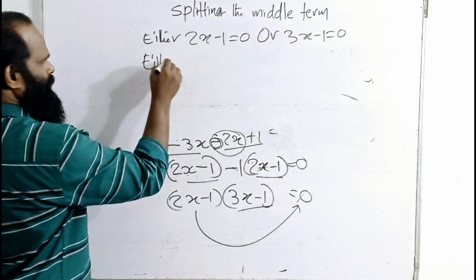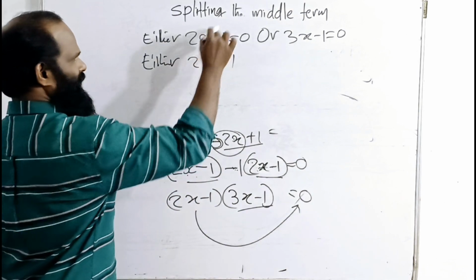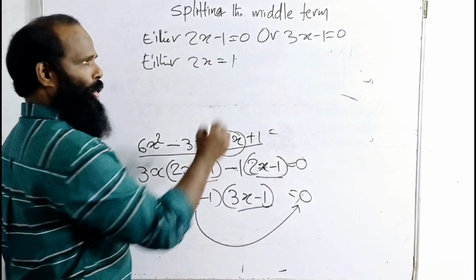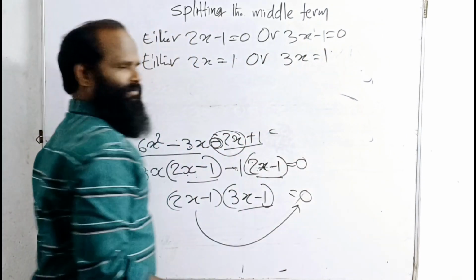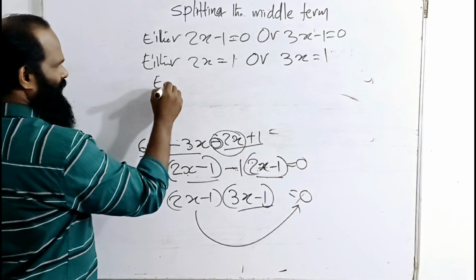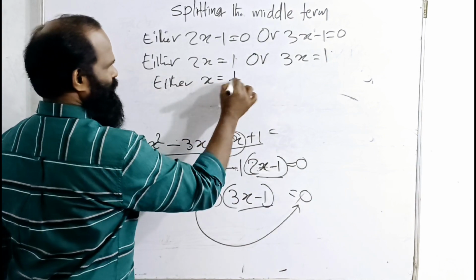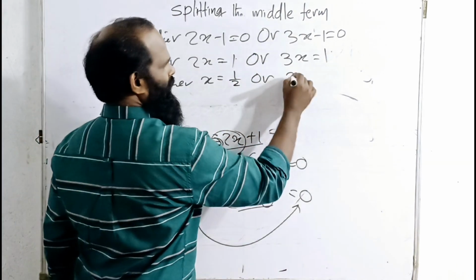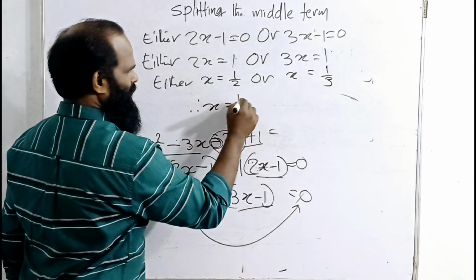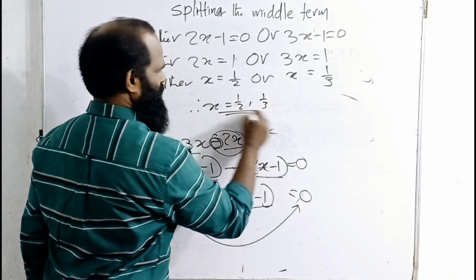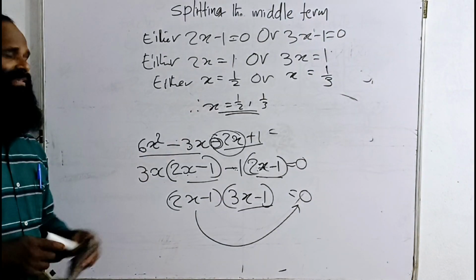Either 2x is equal to positive 1. 2x is equal to negative 1 becomes positive 1 on the right side. Or 3x is equal to positive 1. Finally, once again, either x is equal to 1 by 2 or x is equal to 1 by 3. Therefore, x is equal to 1 by 2, 1 by 3. These are the values of x.